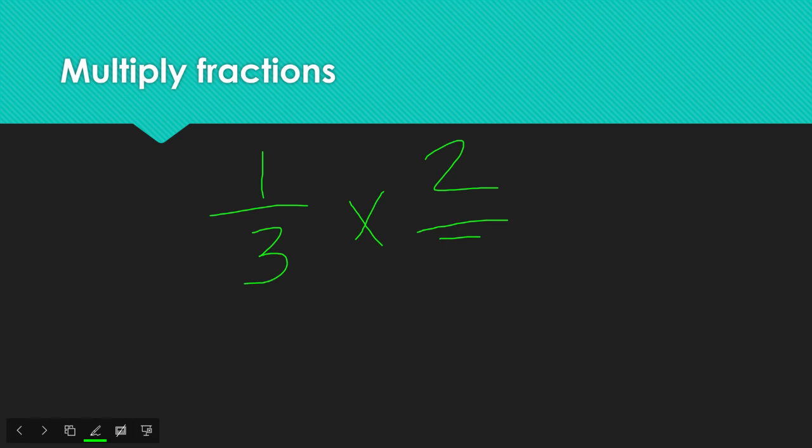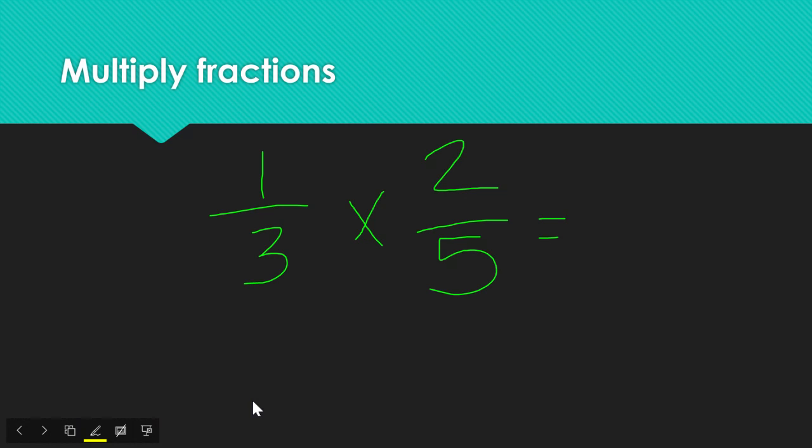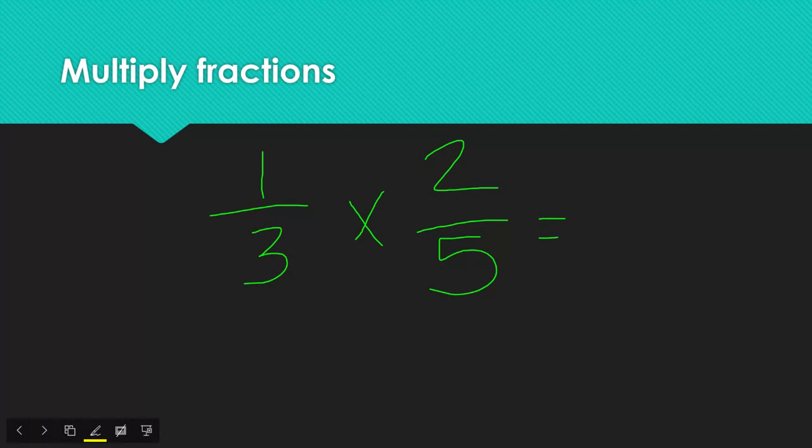1/3 times 2/5. If you don't have the time to model, if you don't like to draw a picture, or maybe you just want to try a new strategy, you can use the algorithm. And remember, this is two fractions, not a mixed number. Mixed number, you have to change it first before you multiply. So check my other video to remember that.